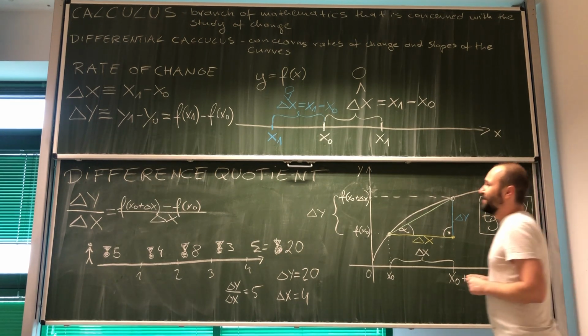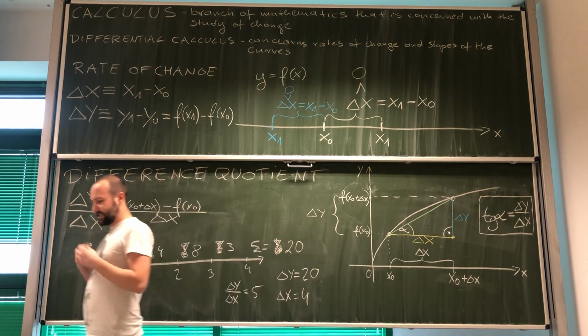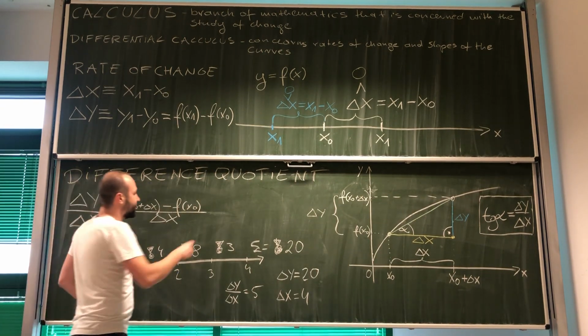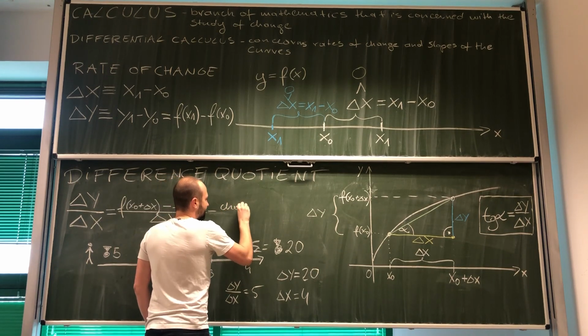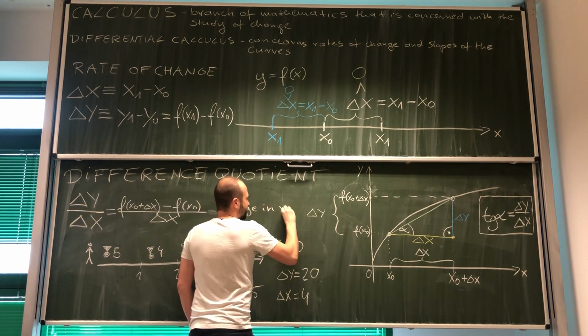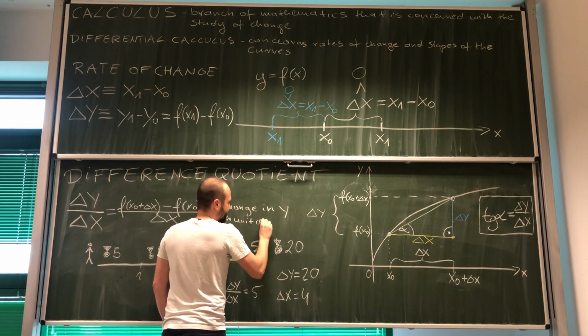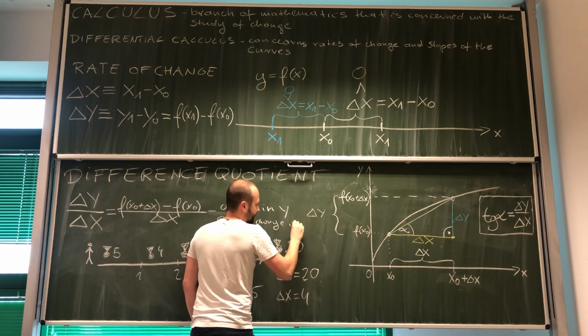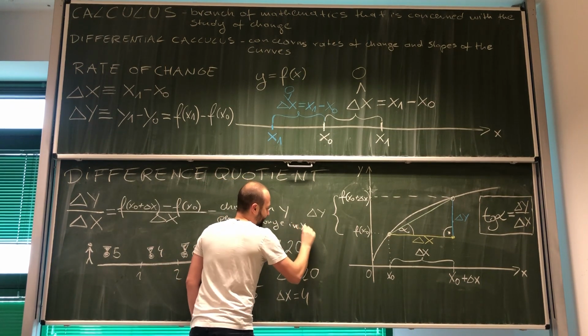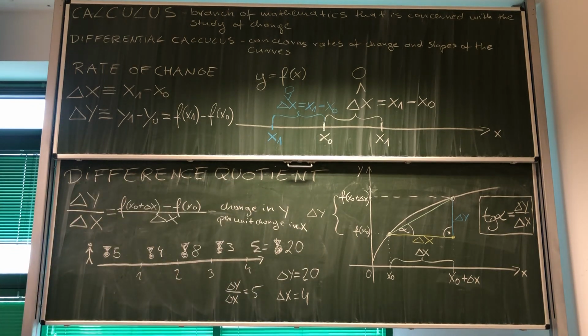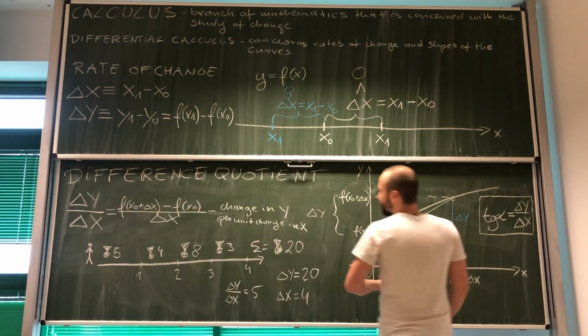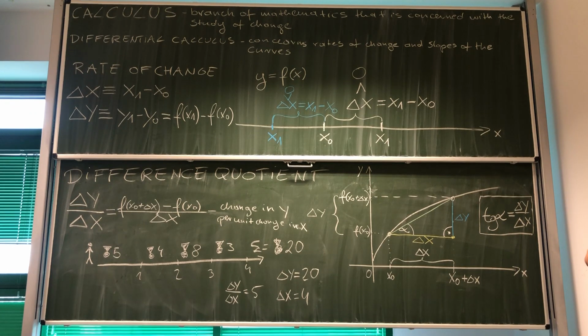And this is the information that we are getting from the difference quotient, because it simply is telling us what is the change in y per unit change in x. So this is actually telling us how much on average the student collected bags of trash.